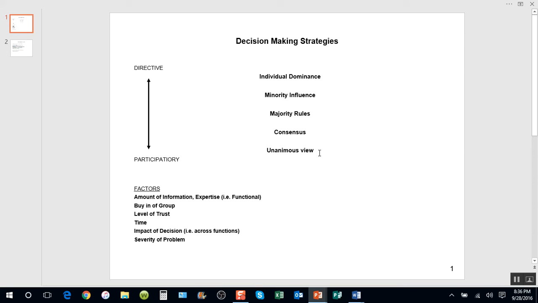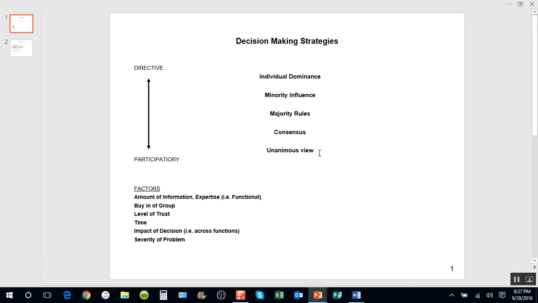So if there was a circumstance where people needed to have expertise to make a decision, and the amount of information required was high, then clearly it would be towards the directive approach, either individual dominance or minority influence. If you require a lot of buy-in from the group because it's a very personal, tough issue, then that might be more consensus or unanimous. If there's a low level of trust in the group, that might also mean consensus or unanimous view. If it's time sensitive, it might be only appropriate to use individual dominance. Let's say there's a danger inside the building, it's on fire or something, saying follow me to the exit would be an example of individual dominance.